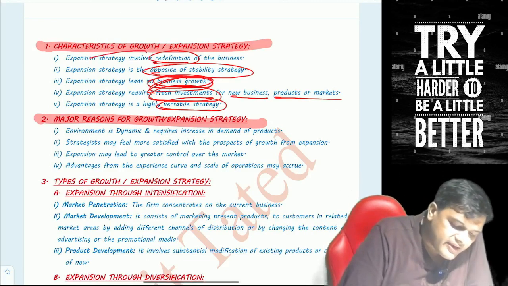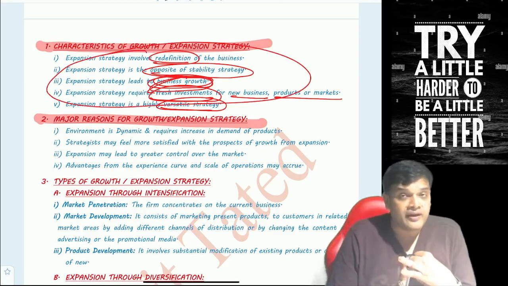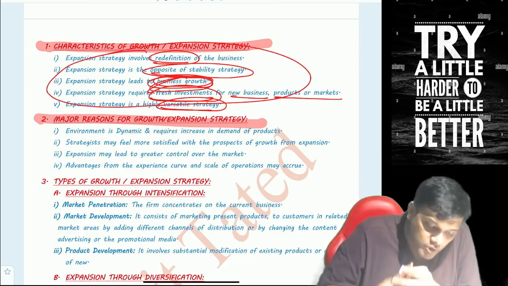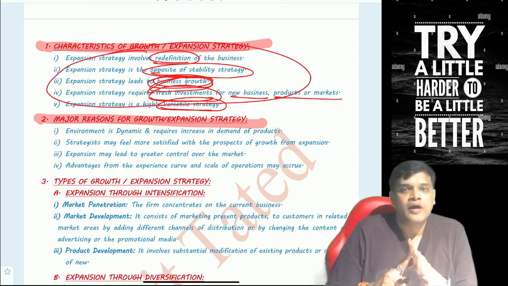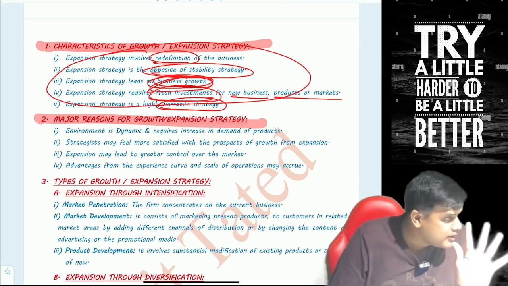So what are the 5 characteristics of expansion? First, it requires redefinition. Second, it requires very huge investment. Third, it is the opposite of stability. Fourth, most important, it is the highest growth. And last, it is versatile, with many permutation combinations. These are the 5 characteristics you need to remember.